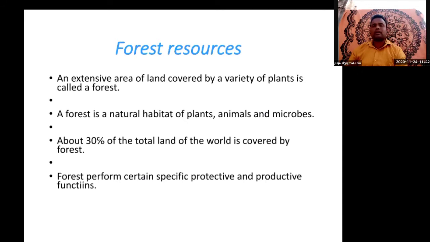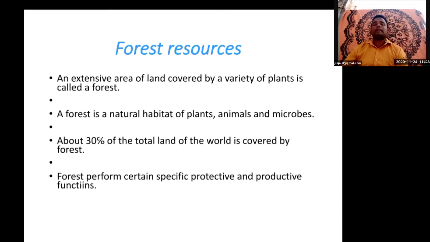If there are only one or two trees, we cannot say it's a forest. When a number of trees and plants are there, that is called a forest. An extensive area of land covered by a variety of plants is called a forest. A forest is a natural habitat of plants, animals and microbes. Habitat means the animals, plants and microbes are living in the forest.